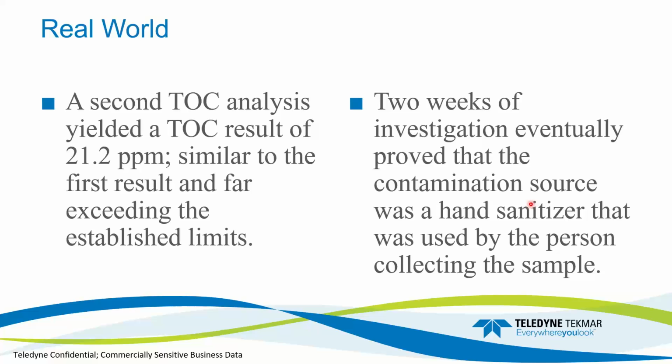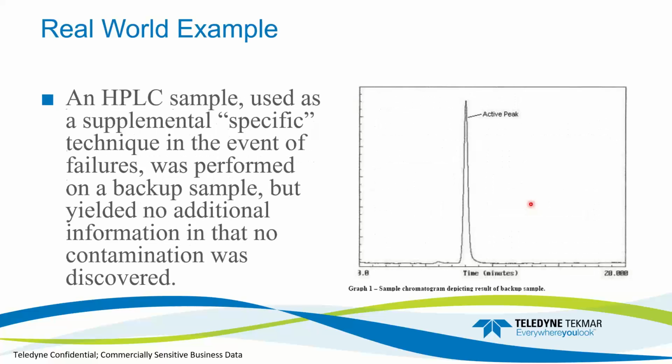Well, they ended up taking a second sample of the TOC, and it yielded very similar results to the first one, 21.2. Two weeks of investigation eventually proved that the contamination source was hand sanitizer that was used by the person collecting the sample. So this right here on HPLC, HPLC is a specific technique. If you don't know what you're looking for, it can't be that specific and you have an unknown. And you have to further do investigation.